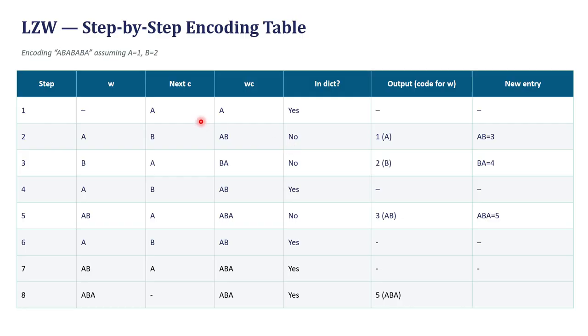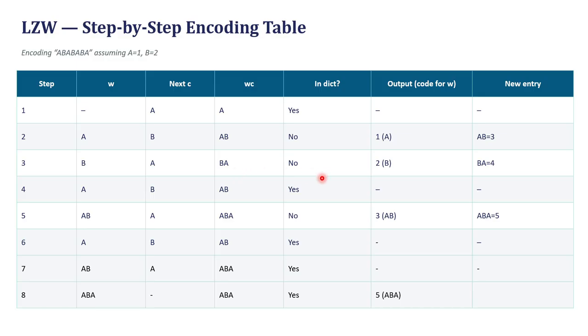No, it is not. Then in that case, if it is not in the dictionary, three steps are to be done. The first step is whatever is the code for W, that has to be output. So here I'm outputting A. The second step is AB should become a new entry. So now AB is equal to 3. This is the new entry that I get. And the last step is W is equal to C. So what is my C value? That becomes W. Now the next character that I'm reading is A, so BA.